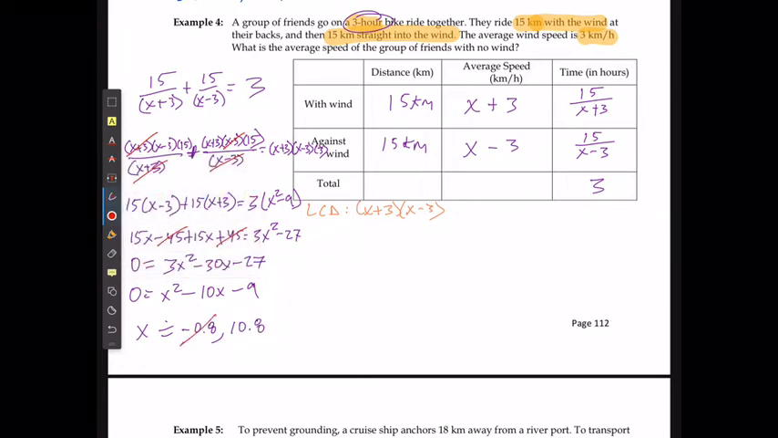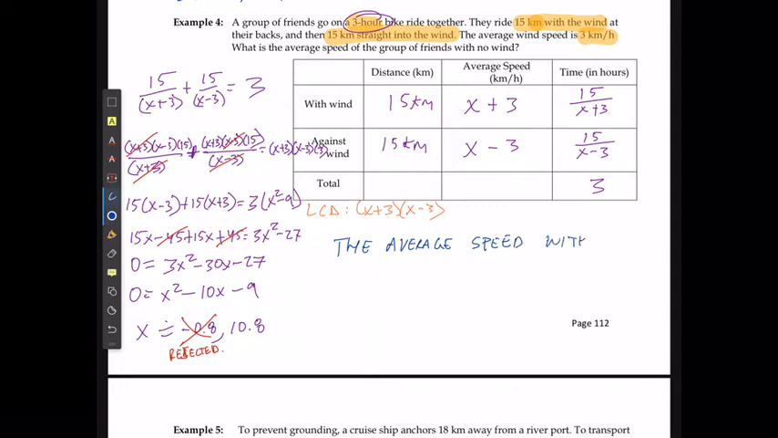The negative 0.8 does not make sense in this equation, so we're going to reject it. And we're going to state that the average speed with no wind is approximately 10.8 kilometers per hour.